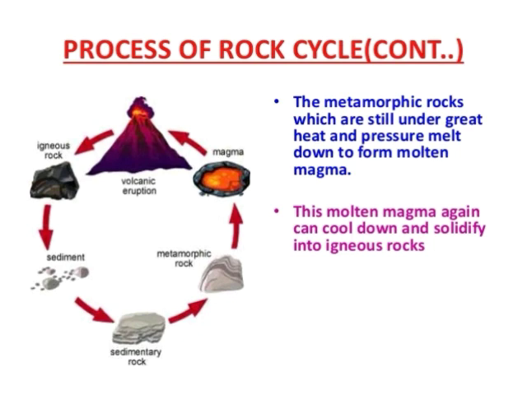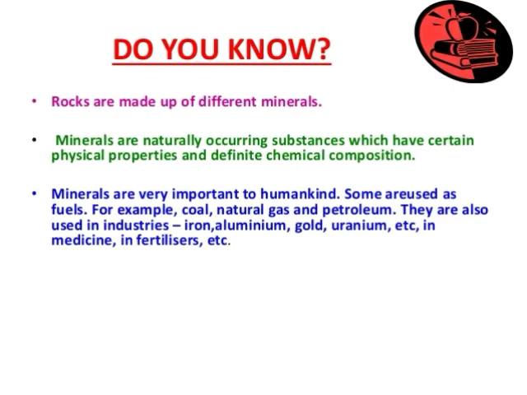Now there are again some important facts. Rocks are made up of different minerals, means we can find different types of metals and non-metals in this. Minerals are naturally occurring substances which have certain physical properties and definite chemical composition, like gold, iron, etc.